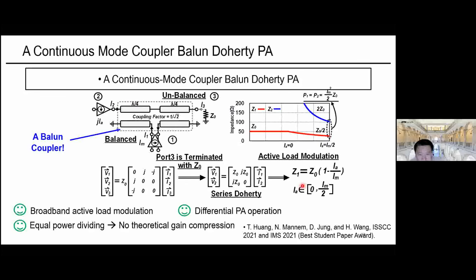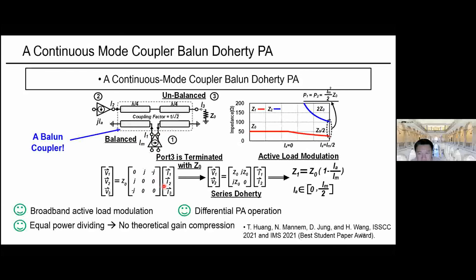This is actually guaranteed by this equation. We can see that the unused ports of the couplers can be terminated by the AC and the short, which naturally will provide the supply and the feeding for the differential main PA, right?